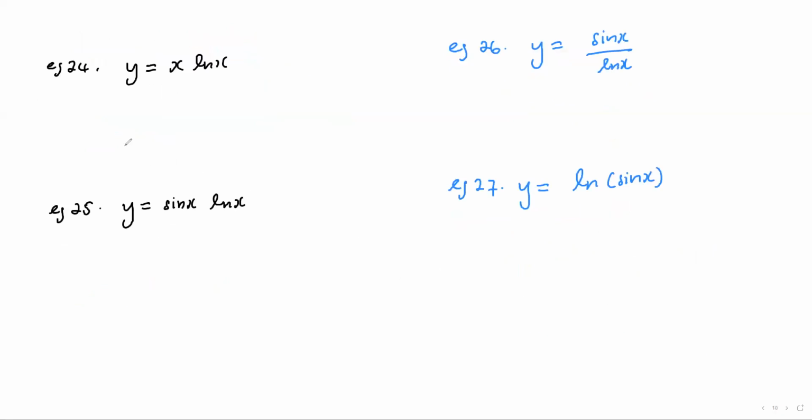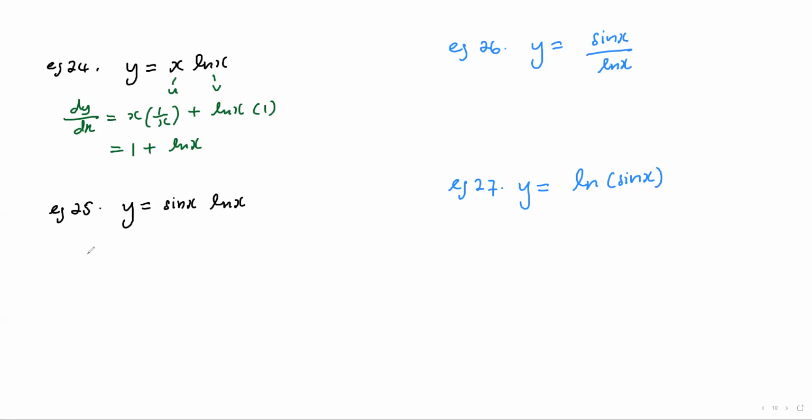Let's look at a few more examples. For this, we have to use product rule. I can let this be u and I can let this be v. So dy dx would be u times dv dx, which is 1 over x, plus v times du dx, which is just 1. So this is actually 1 plus ln x.